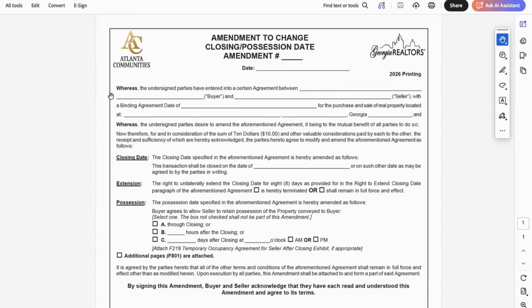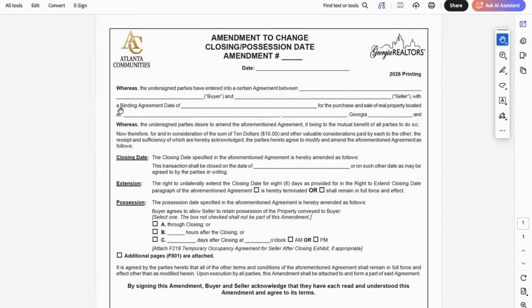Whereas the undersigned parties have entered into a certain agreement. This paragraph identifies the original purchase contract. Buyer's name as it is written in the contract. Seller's name exactly as it is written in the contract.